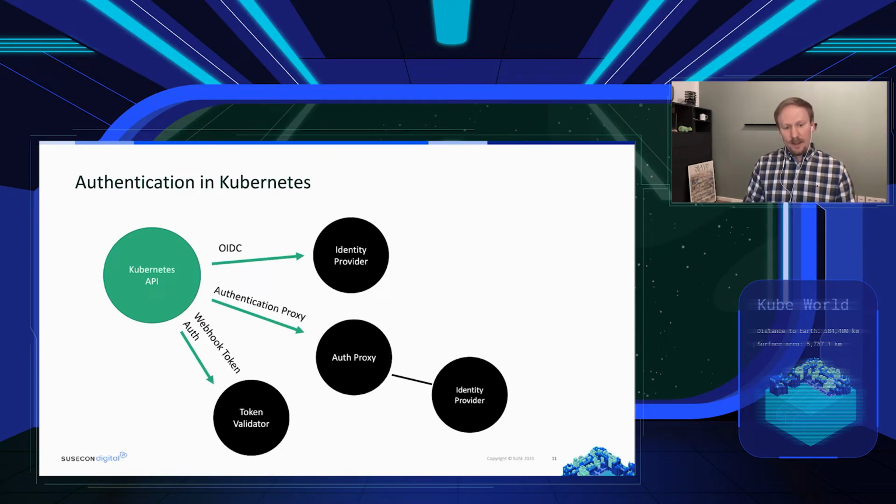Finally, we have a webhook token authentication protocol. In this case, the request is directly sent to the cluster, but with a bearer token that Kubernetes has no notion of. So Kubernetes will send this bearer token to a token validator, which is an external system, to validate it. And if the external system validates the token, then only then the request is further handled by Kubernetes.